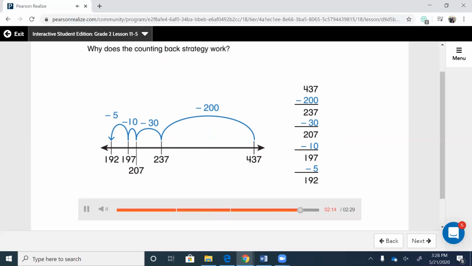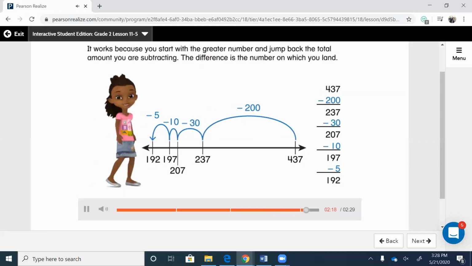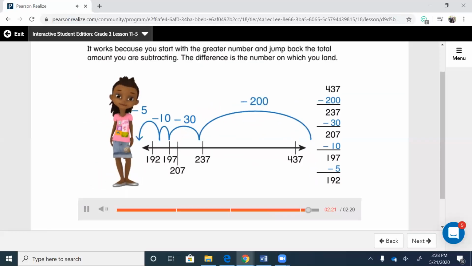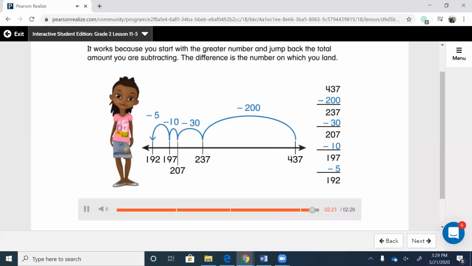Why does the counting back strategy work? It works because you start with a greater number and jump back the total amount you are subtracting. The difference is the number on which you land.